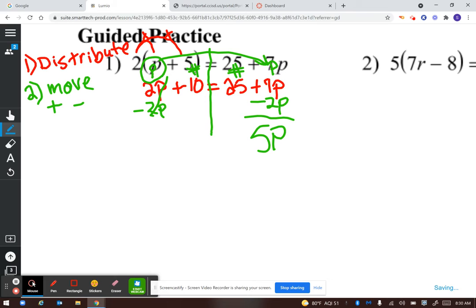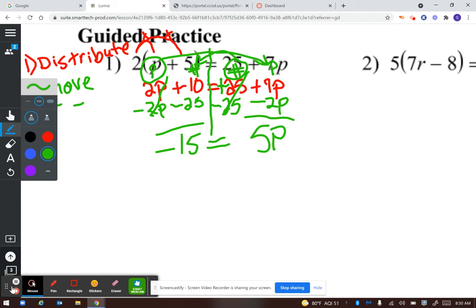Now I have numbers still on the right-hand side. They need to move over with their players on the left-hand side. This is positive 25, so you do the opposite: minus 25, minus 25. 25 minus 25 goes to 0, and 10 minus 25 is negative 15. So negative 15 is equal to 5p.